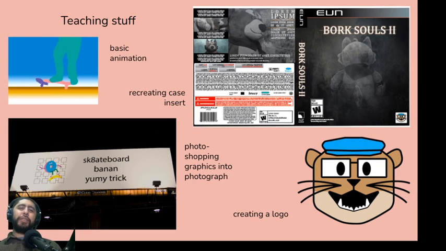Okay, so here's a few things that I taught last term. So basic animation using Photoshop. This is recreating a case insert. So I took the PS3 case for Dark Souls 2, and I kind of imitated the photograph. It would make more sense if I had the original image itself, but trust me, it looks pretty similar. I also taught how to Photoshop images that you make into real life photos and creating a logo.